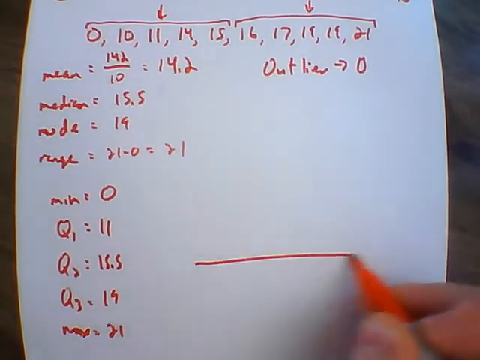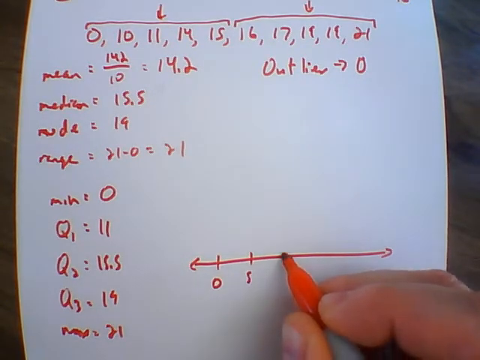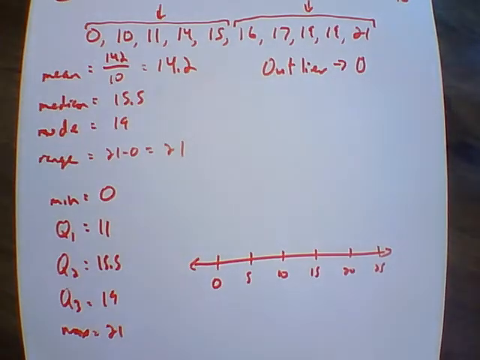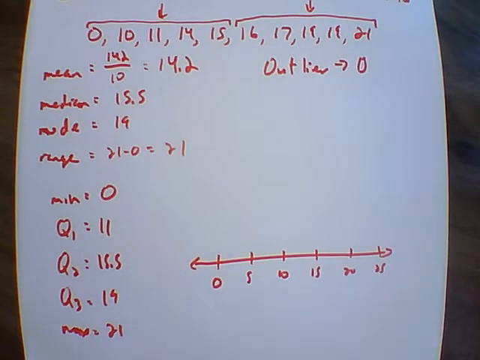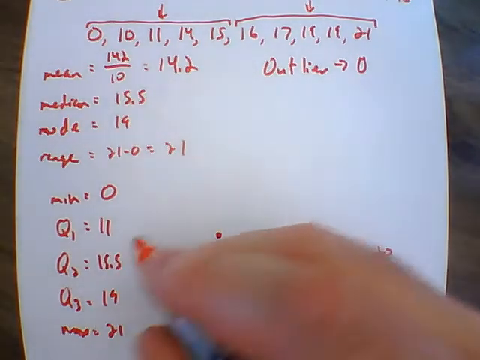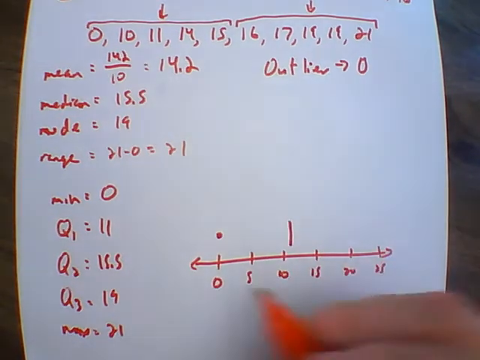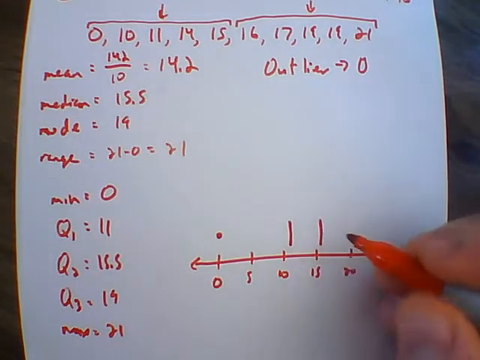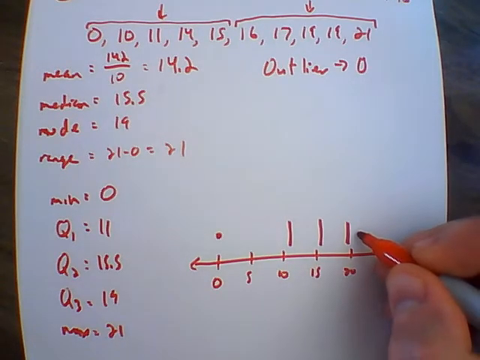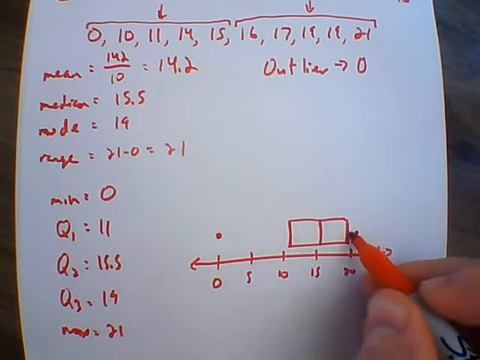If we are to graph our box and whisker plot, I can go 0, 5, 10, 15, 20, 25. Once again, we want to kind of know what our numbers are. We would plot a dot here for our 0. 11 would be our first, so that would be about right here. 15.5, and then 19, and then 21 would be about right here. So we would see that we would have this.